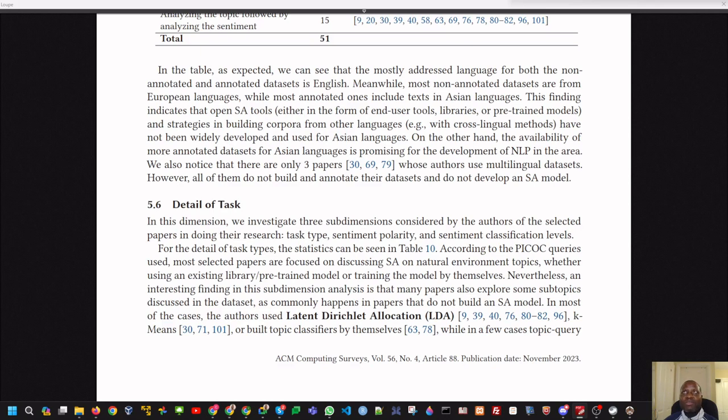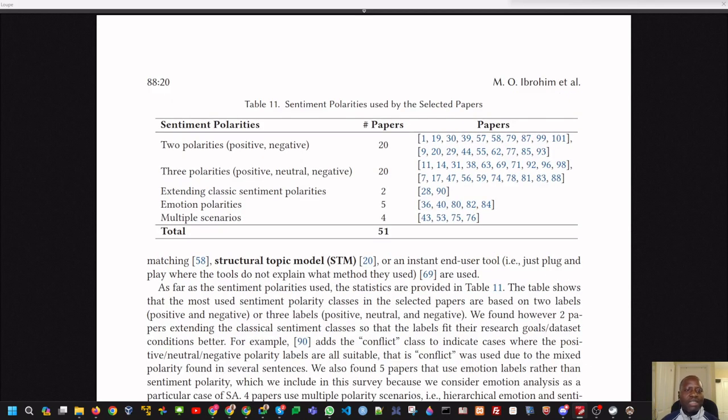So that could be very important. I'm not going into the details of that. They do provide sentiment analysis, sentiment polarities. Sentiment polarities used by selected papers, two polarities, positive and negative. Most algorithms simply say, oh, this is a positive sentiment, this is a negative sentiment, or positive, neutral, negative.